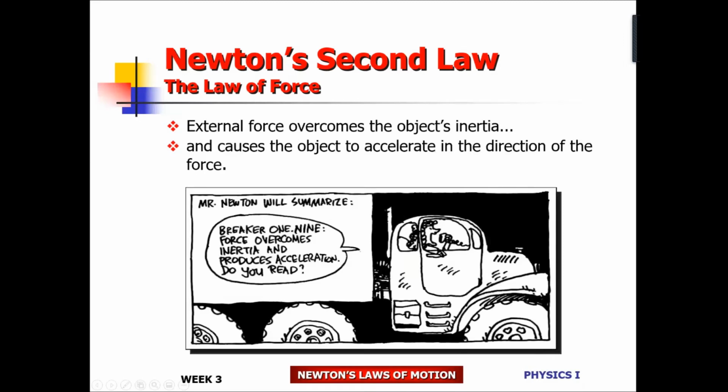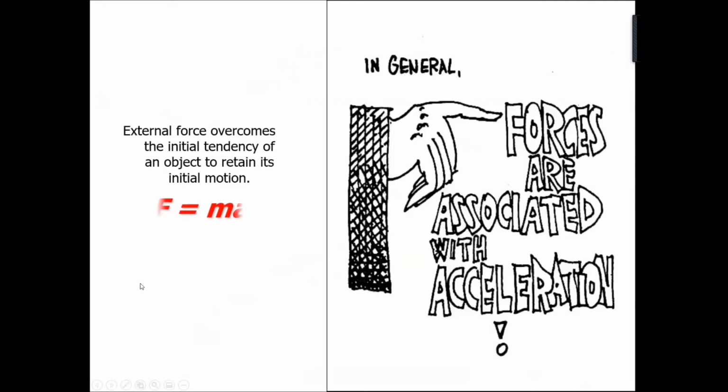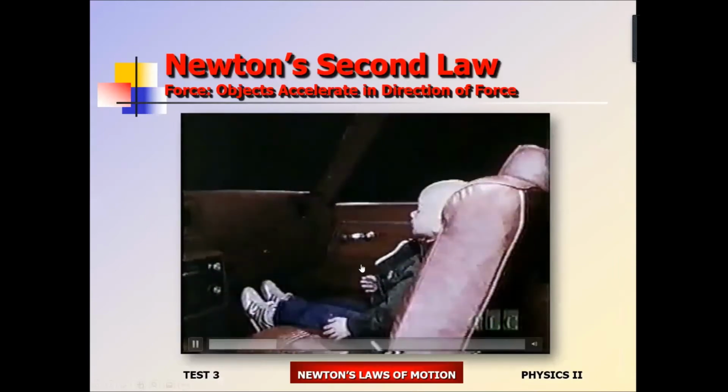So the first law is what happens in the absence of a net external force. The second law is all about what happens in the presence of a net external force. If there's a net external force, the force is going to overcome inertia, which means that it's going to cause an acceleration. So a force acting on the mass is going to cause it to accelerate. The proper unit is going to be newtons.